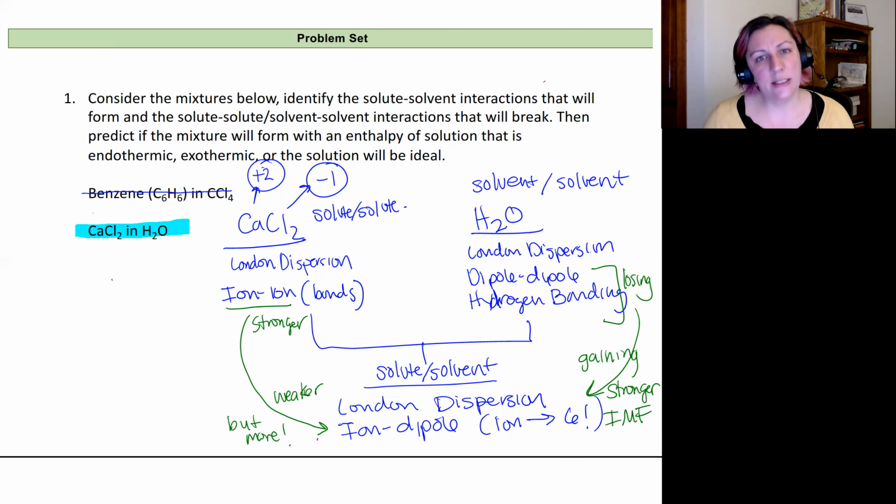But at the end of the day, looking at something like this, I see an argument for exothermic and I see an argument for endothermic, and it kind of leaves a question. So let's look then at the actual numbers for this and see what it is.